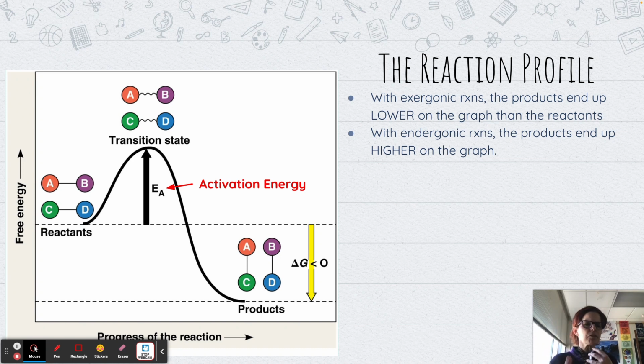So with exergonic reactions, the products end up lower on the graph than the reactants. So that's what this is a picture of, exergonic. But with endergonic reactions, the products end up higher on the graph. So let's see if we can really quickly think. Is photosynthesis exergonic or endergonic? Endergonic, right? It's making this high energy molecule of glucose. And so it's storing the sun's energy. And so the glucose has a lot of energy stored inside of it, more energy than carbon dioxide does.